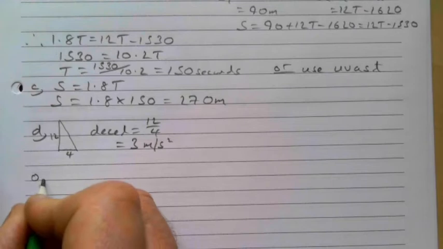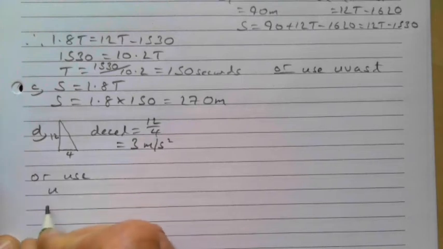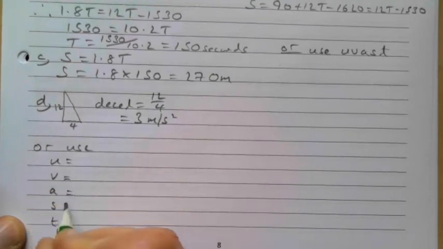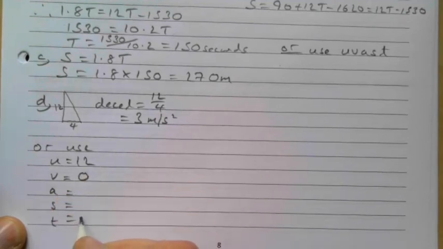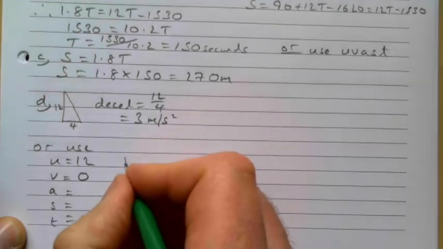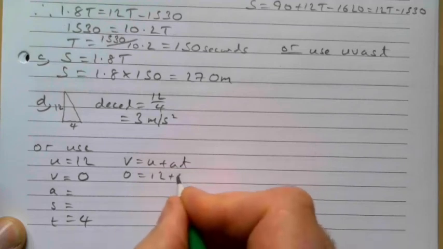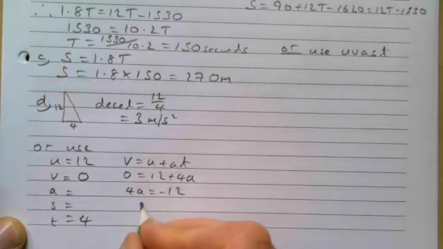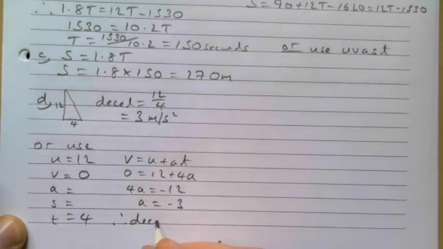And the other way you could use it, or we could use U, V, A, S and T and find the acceleration. What do we know about that final little bit of the journey? We know U is 12, we know V is 0, acceleration we're trying to work out, takes 4 seconds. So we could use V equals U plus AT, 0 is 12 plus 4A, 4A is minus 12, A is minus 3, so our A is minus 3, therefore our deceleration is 3.